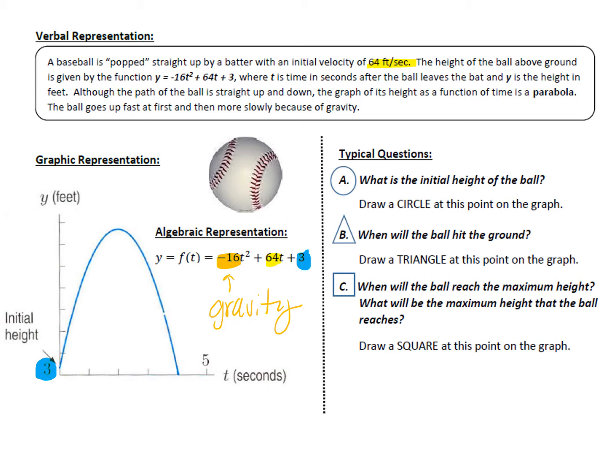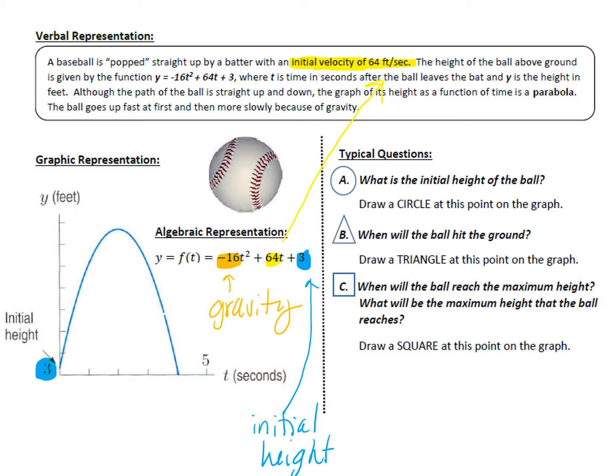So the 3 is our initial height. The 64 is our initial velocity. I'm just going to draw an arrow up to the paragraph, again, where we had talked about it being initial velocity, just so that you kind of see where those pieces come from. Now, if you are graphing this in your graphing calculator, instead of using the letter T, you will use the letter X. Again, they've used the letter T to connect it with the word time.